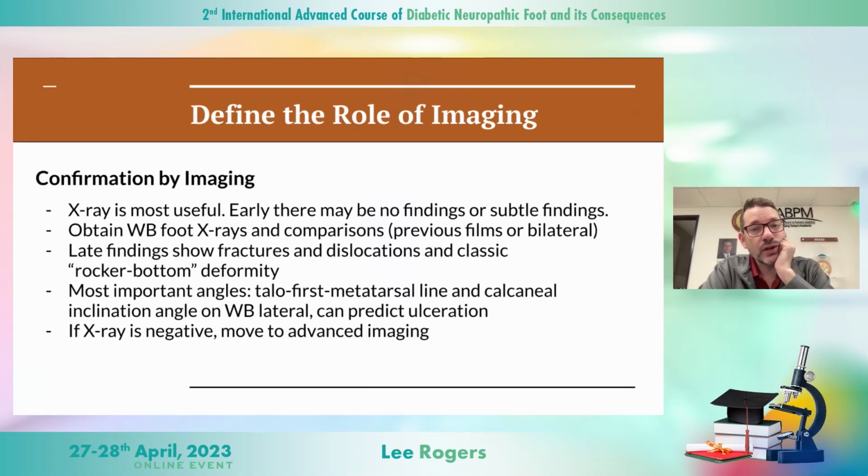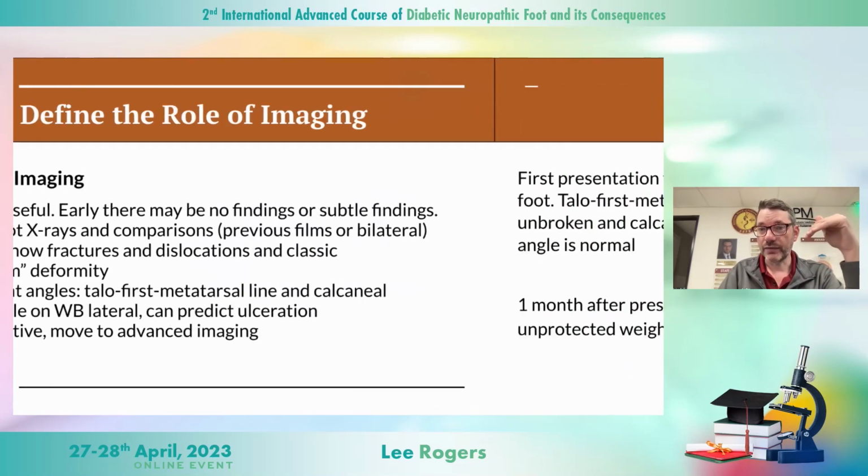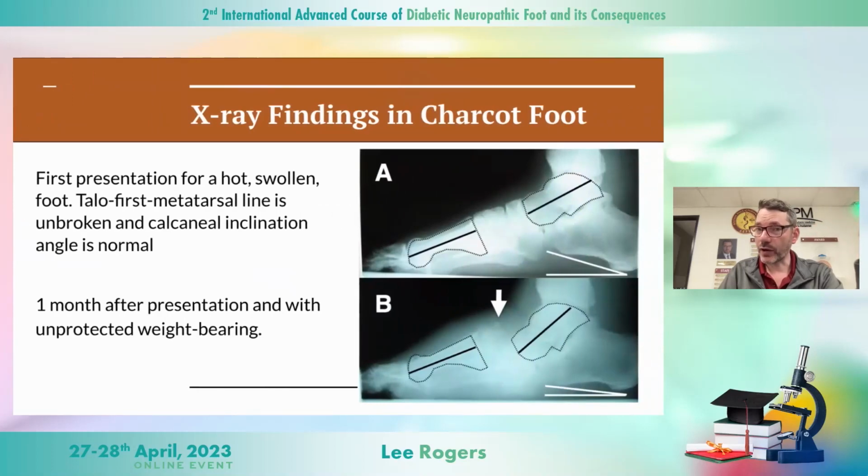The most important angles to look at are the talo-first metatarsal line and the calcaneal inclination angle on the weight-bearing lateral. And this also can predict ulceration. And if the x-rays are negative, that's when we move to MRI. But look at this, this is the talo-first metatarsal line. In A, you can see the line bisecting the talus and bisecting the first metatarsal. It's almost unbroken. It's normal for this line to be unbroken.